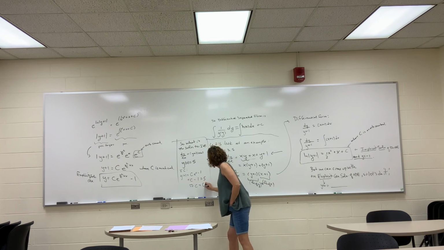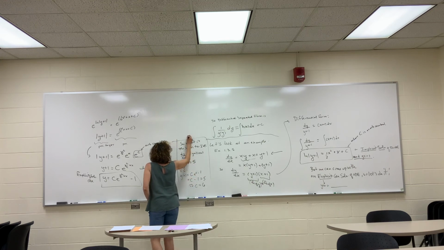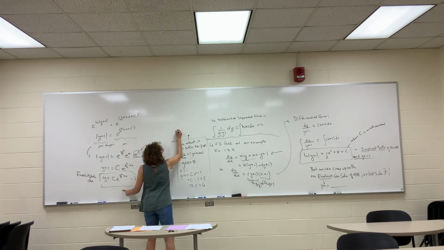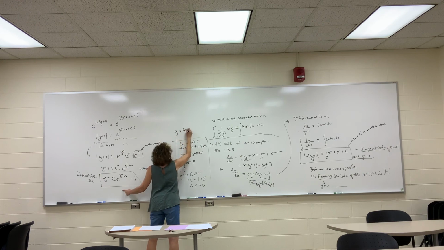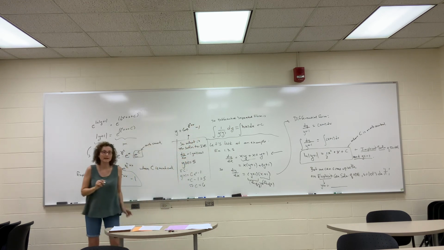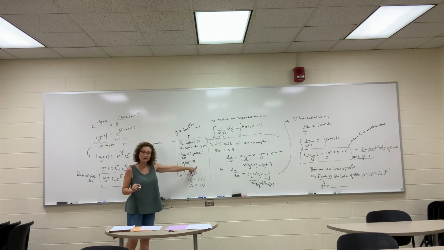c is 6, right? So therefore, what is the solution of the initial value problem? y is equal to 6e to the x squared over 2 plus x minus 1. That specific function goes through the point (0, 5). Yeah, does that make sense? Okay.